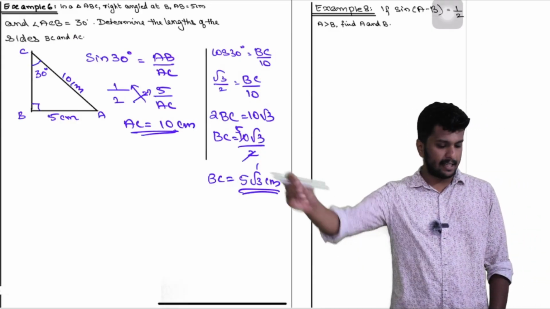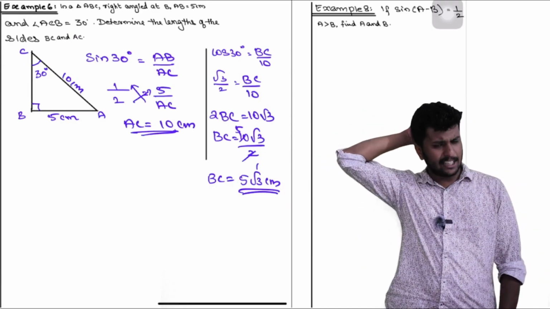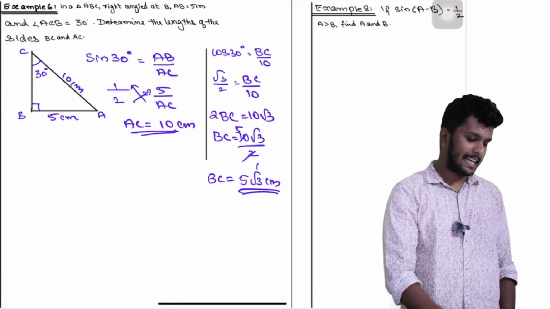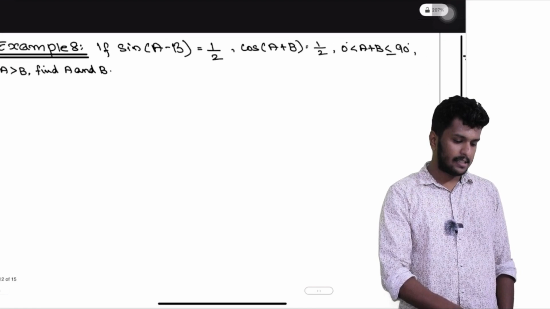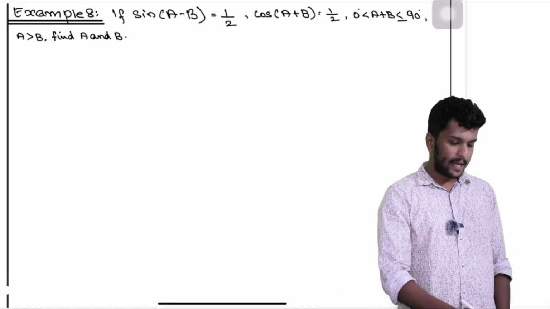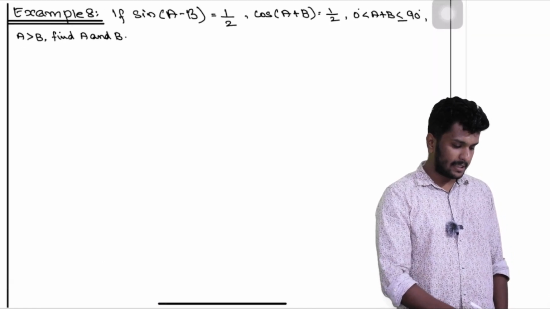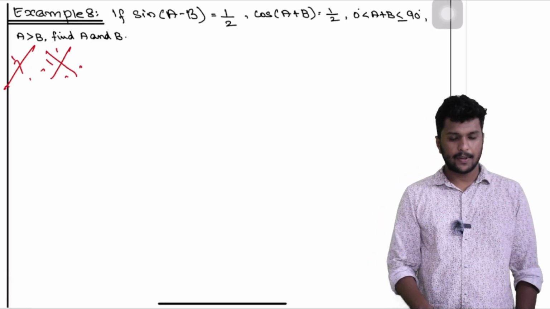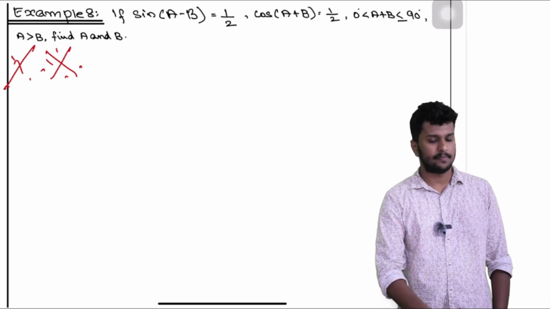Okay, so is that very clear for all? It's an easy question. You can also solve it on your own. Yes. Next, example 8. It's a very important question. Okay, very important.